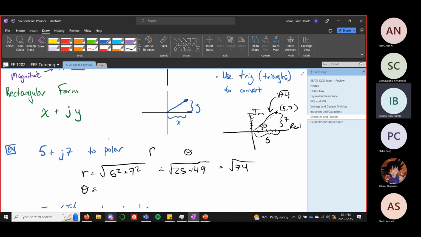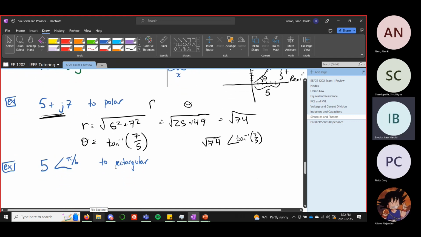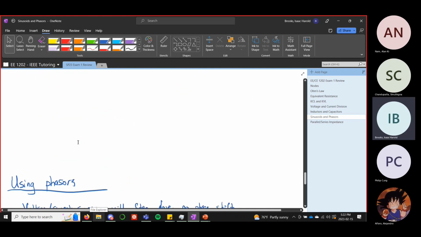The way that we get this angle is, again, a little bit more trig. So we have the opposite, we have the adjacent. So we can say that theta equals the inverse tangent, or the arctan, of opposite over adjacent, 7 over 5. So we could write this same number as square root of 74 at an angle of, and if you bother to calculate that out, you'd get decimal numbers. Okay? So being comfortable with moving between polar and rectangular is really important, especially when you're doing arithmetic on these things.